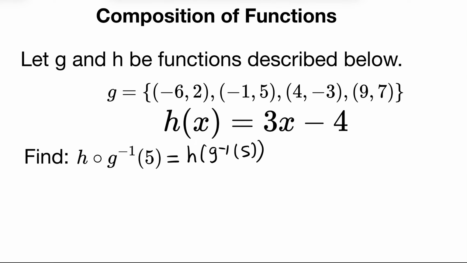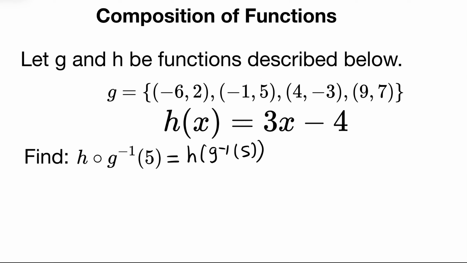All right, and so first I must find g inverse of 5. So we have to look for g inverse of 5. And so to find g inverse of 5, I have to look for where 5 is an output of g. So I take a look at the ordered pairs of g, as you can see here, and I see that g of -1 is equal to 5.